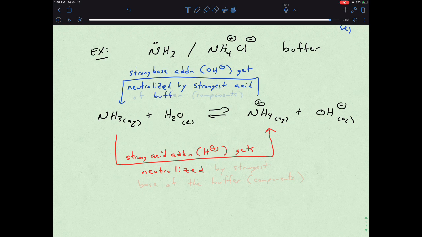So the base addition gets neutralized by the strongest acid within the buffer. That would be the conjugate acid, ammonium, while a strong acid addition, or H plus, is going to get neutralized by the strongest base of the buffer. Right? And these are talking about the components of the buffer. Right? The components of the buffer being either the parent or the conjugate. So that's how buffers can maintain constant pH.